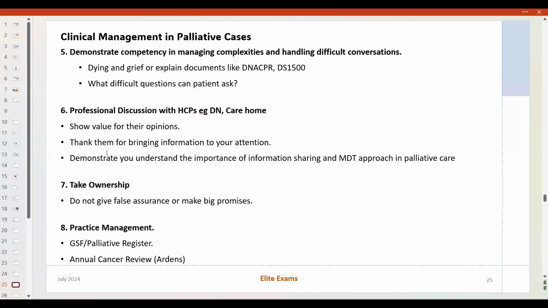And of course, demonstrate the importance of information sharing, whoever you're speaking to. So if you're speaking to a relative, you've got to say, we want to get the district nurse involved because they'll come out and see Mr. Smith and help you with medication. So you show that appreciation and that you know the importance of information sharing.